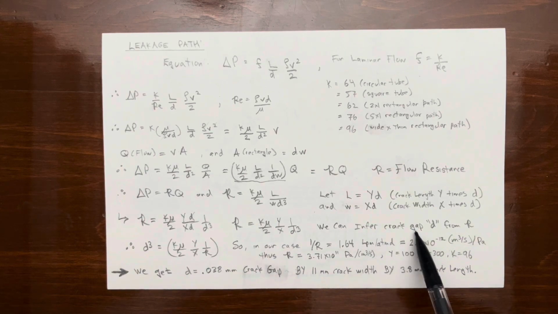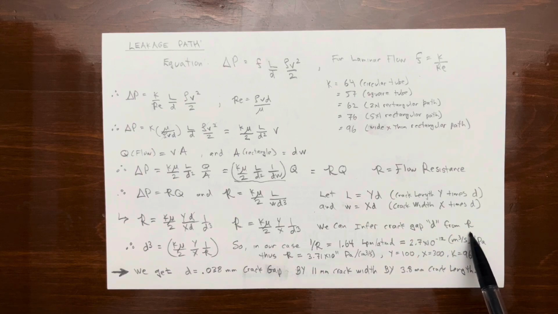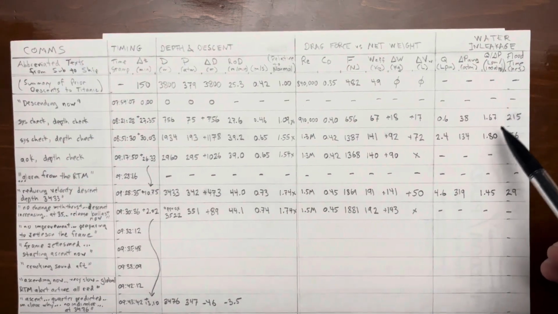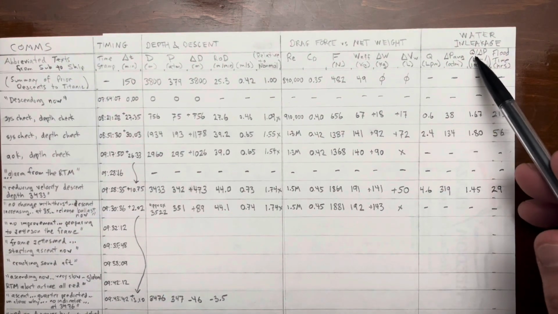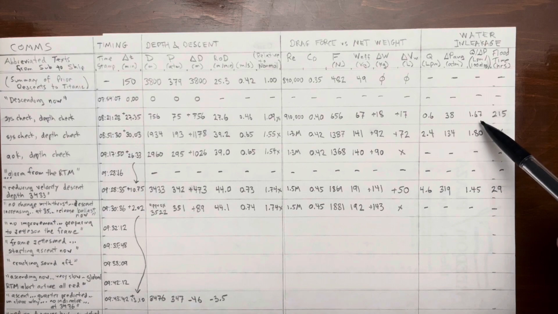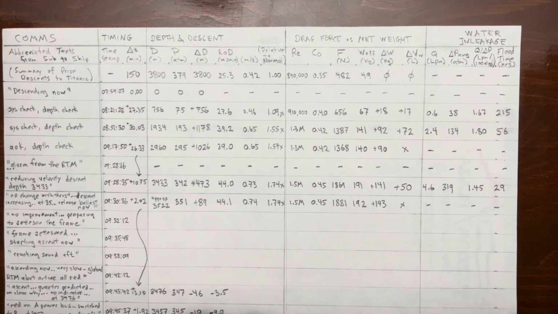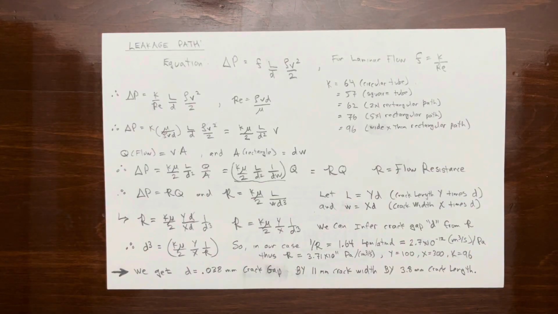Now we can infer the crack gap from R, and the reason we can do that is because, as you recall, I've got here this value of Q over delta P, which is the inverse of flow resistance. And because we know this is a fairly consistent number, I've taken the average. The average is about 1.64.